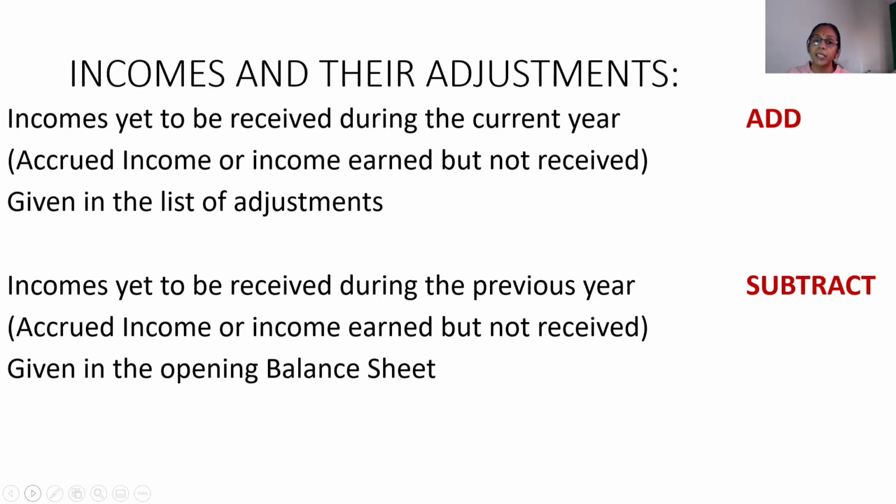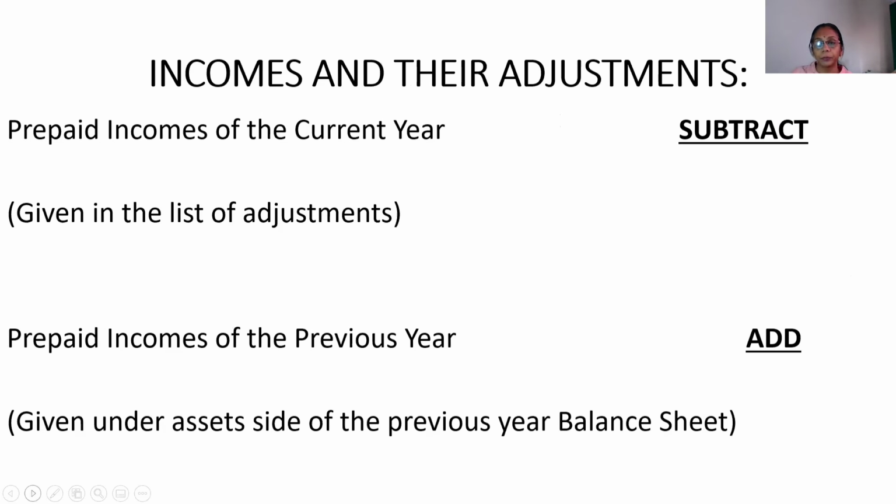On the other hand, if the same item, income yet to be received, is found in the opening balance sheet, then it should be subtracted because this belongs to the previous year. So necessarily it needs to be subtracted.